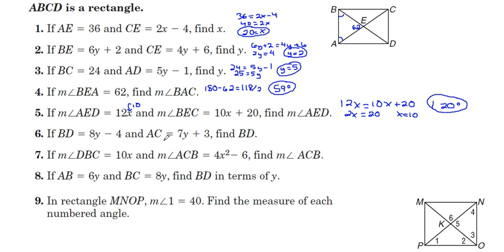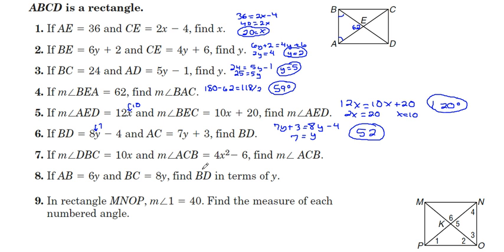Alright, number 6. BD is 8y minus 4, AC is 7y plus 3. We're to find BD. Well, first of all, BD is this diagonal, 8y minus 4, AC is the other diagonal. We can set them equal to each other. 7y plus 3, set that equal to 8y minus 4. We'll subtract 7y from both sides to get y, add 4 to both sides to get 7. But that's not what we're after. We're after BD. I'm going to put a 7 right in here for y. 8 times 7, 56, minus 4 is 52. That is the answer to number 6.